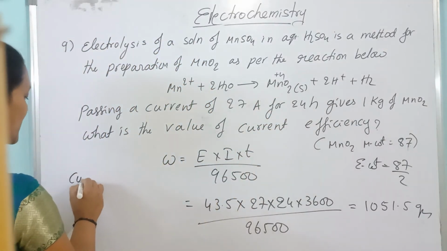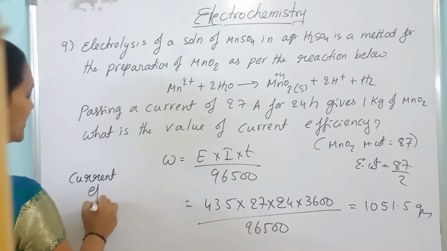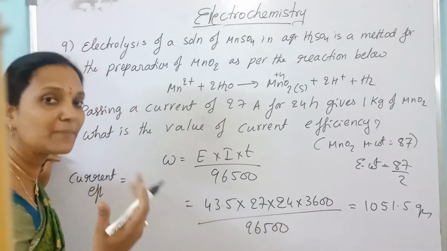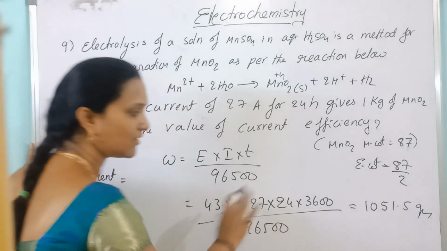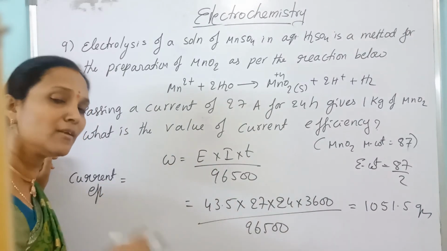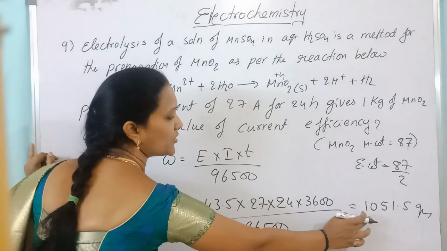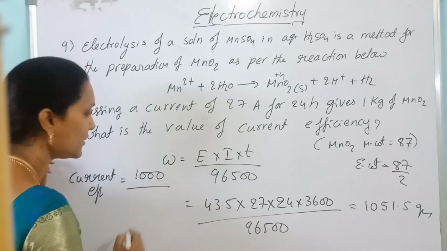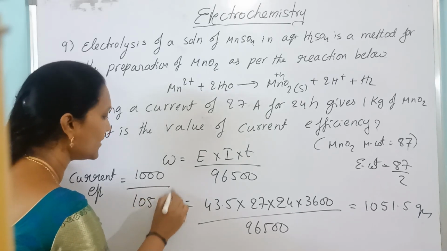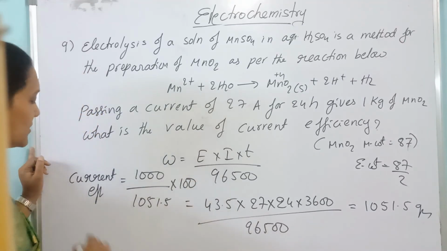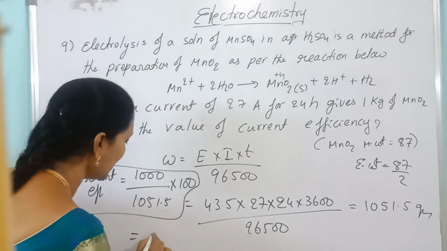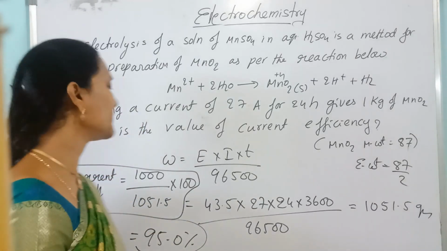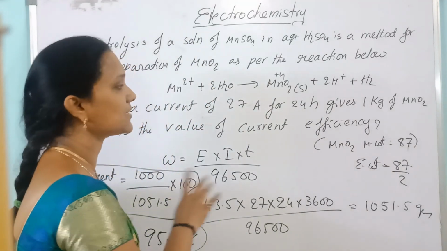So the current efficiency is equal to the actual amount obtained, divided by how much we would get if 100% efficiency were there, into 100. Here we are imagining 100% efficiency, but we are getting only the actual amount. Okay, this is the current efficiency. Simplify this and you will get 95.0%. So this is the calculation of current efficiency.